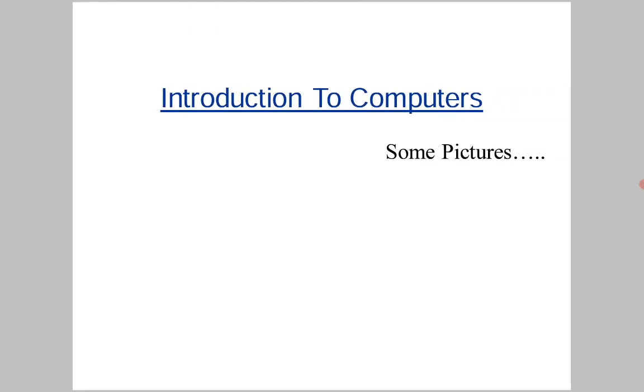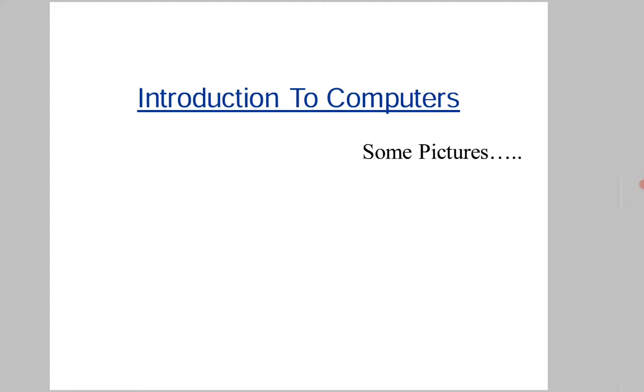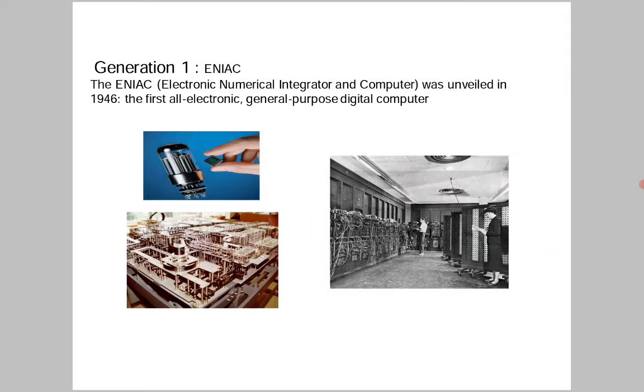In introduction to computers, these are the different parts of the computer. The first generation computer is called ENIAC. ENIAC means Electronic Numerical Integrator and Computer, unveiled in 1946, the first all-electronic general purpose digital computer.